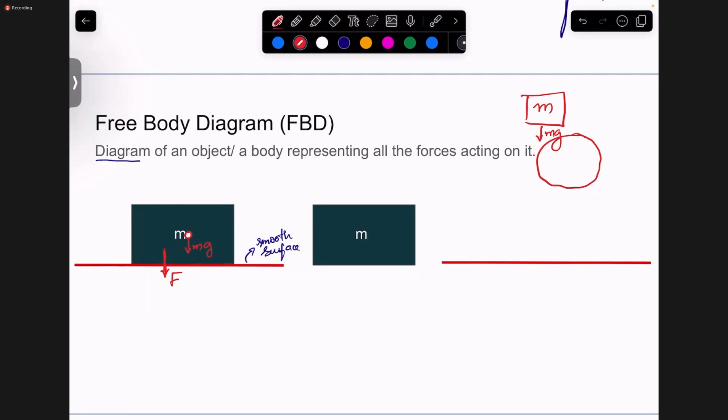Now, when you keep it on a surface, like a table or a floor, this block will exert a force on the surface, the table or the floor. We are taking that force as F, and due to this force, you can see that the block is not moving in the vertical direction, right?